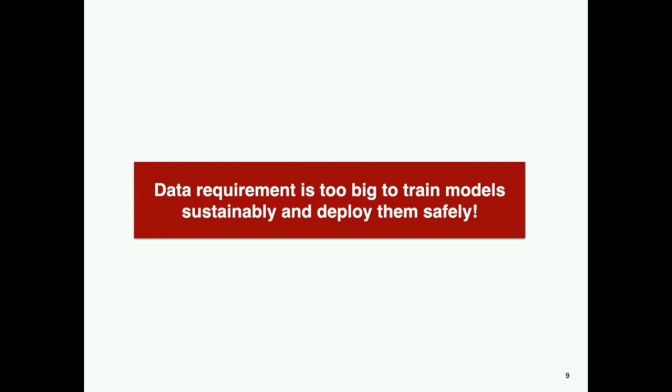But with training these models on these huge data sets, there are a lot of issues with sustainability and also safety of these machine learning models. With this huge amount of data, it's very hard to make sure that the model that we train is trustworthy, and that all these data points are high quality, that there is nothing bad in them, such that they affect the performance of our models negatively.